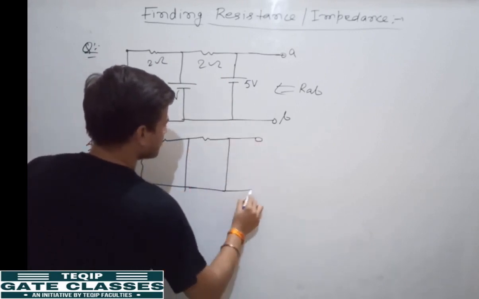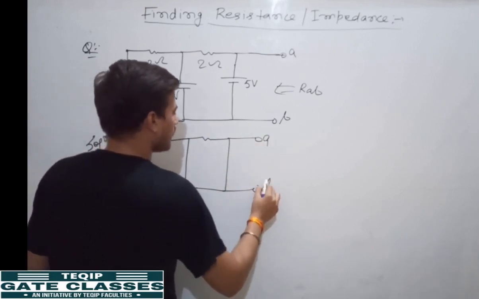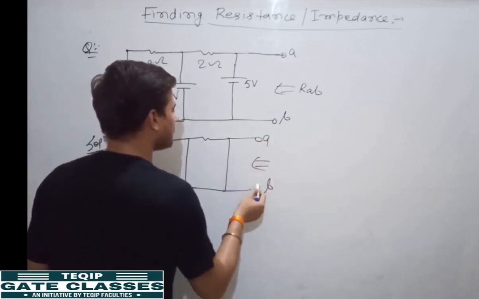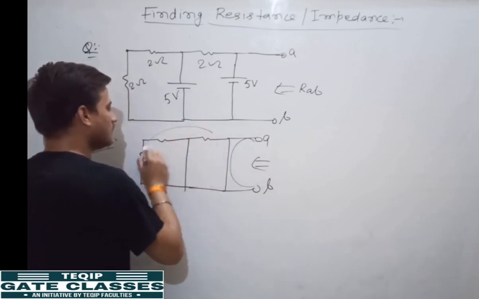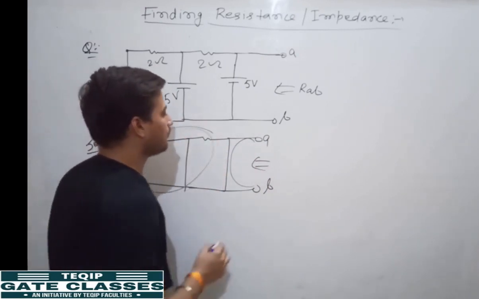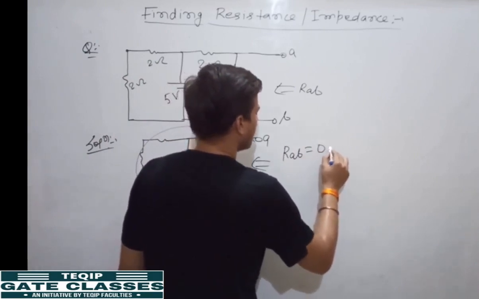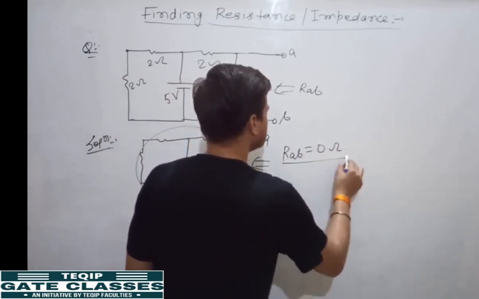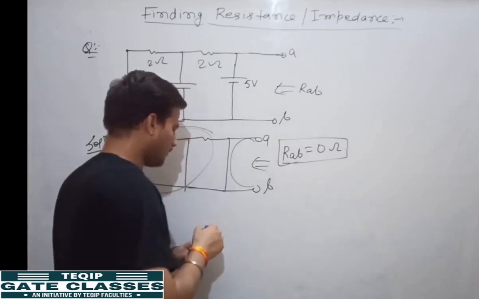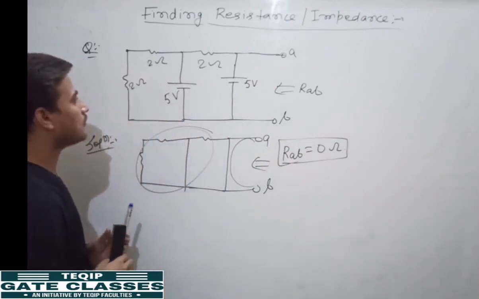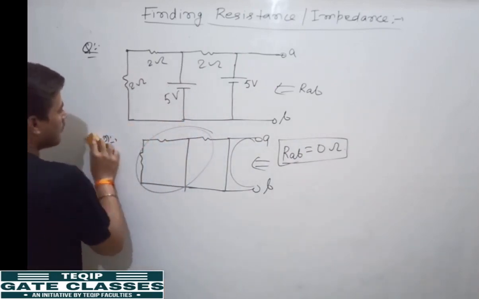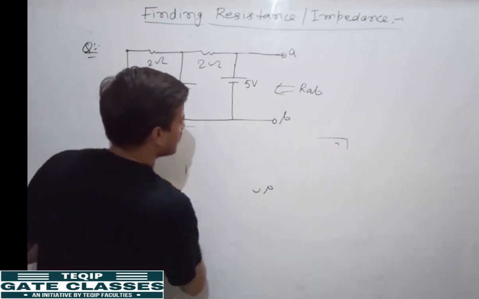Here it is A, B. Now what will happen? If you place a battery, the current will be flowing through this one, so this part will not come into the picture. So R_AB will be equal to 0 ohm. Clear? Come to third case.